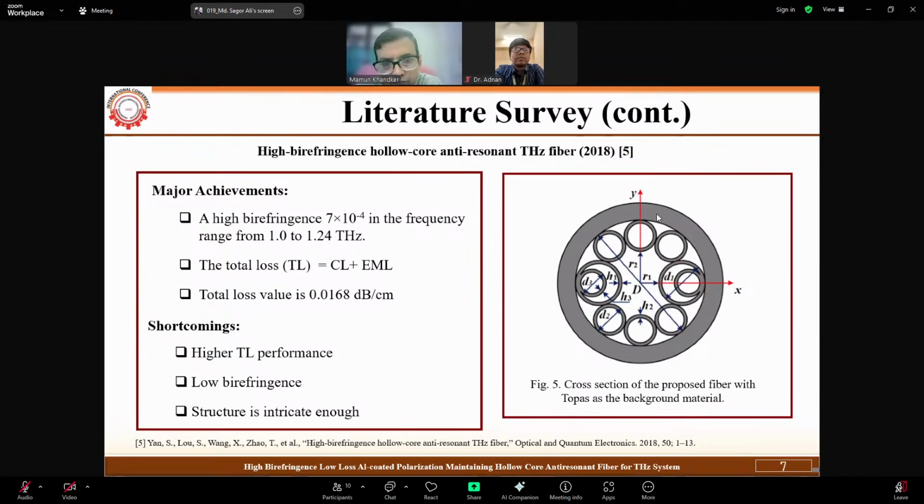High birefringence hollow core anti-resonant terahertz fiber. In this paper, the achieved high birefringence is 7 × 10^-4 in the frequency range from 1 to 1.24 terahertz. The total loss is the sum of the confinement loss and effective material loss. The total loss value in this paper is 0.0168 dB per centimeter. Shortcomings: higher total loss, lower birefringence, and the structure is intricate.